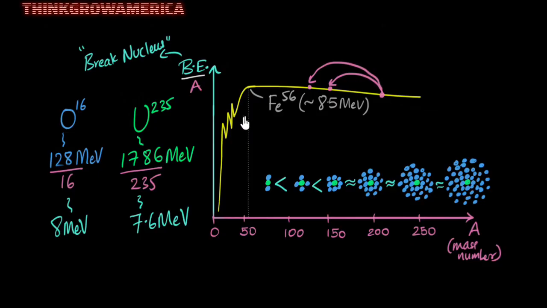Now, can you predict why we can't have nuclear fission for lighter elements? So if I take an element over here, which is, say, maybe carbon or nitrogen, why can't we have fission over there? Can you look at the graph and think about it? Pause the video and think about this.